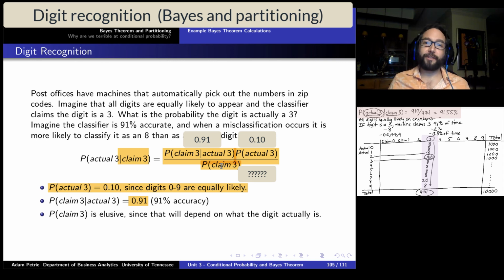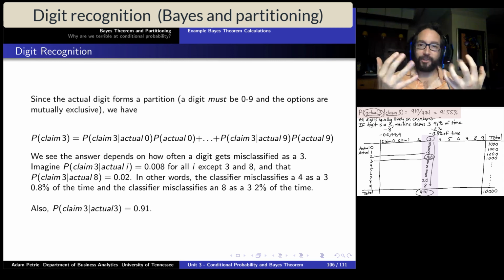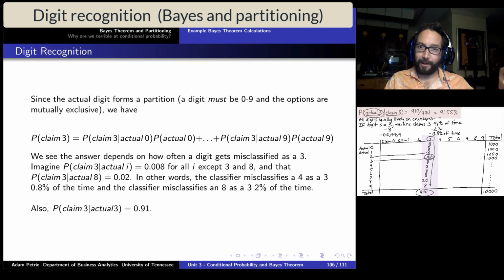And so here's where we have to do some partitioning to get that value in the denominator. So how do we do this partitioning? Well, we think, all right, how is claiming a 3, what is that going to depend on? Well, that's going to depend on what the actual digit is. And so we'll use the actual identity of that digit as our partition, those 10 different options, and we'll have to go through and write out that really long partition equation. So we need to know what's the probability that the machine's going to claim a 3. Right? Depends on if it's a 0, or if it's a 1, or if it's a 2, it's a 3, it's a 4, etc., etc. So let's write out all those options.